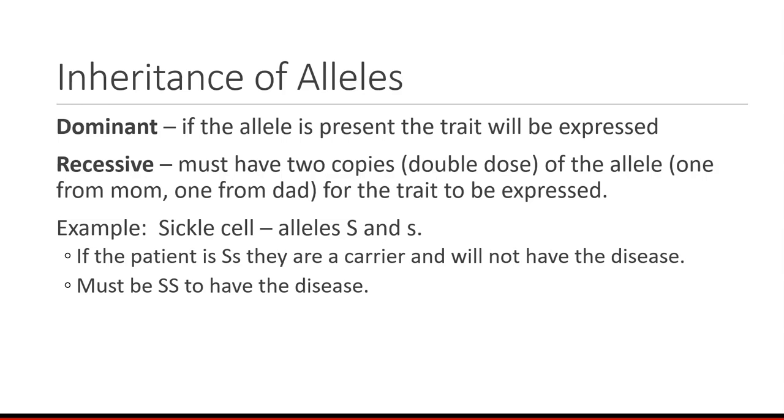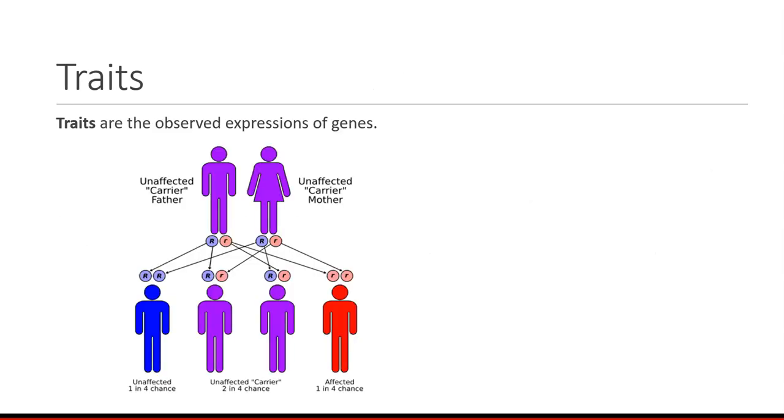In order for an individual to inherit sickle cell disease, they must inherit a big S from mom and a big S from dad. Then they're homozygous and they will exhibit signs of the disease. So this gives you an example of traits. Traits are the observed expressions of genes. So you can see we have a carrier mom and a carrier dad, and the chances that their offspring will be affected because they have inherited 2 copies of that recessive gene.